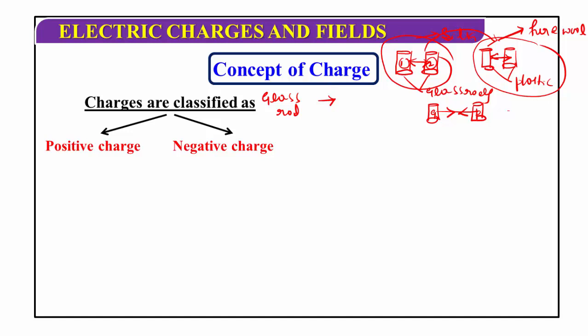The charge developed on the glass rod when it is rubbed with the silk cloth is called vitreous charge. Here, vitreum means glass. The charge developed on the glass rod when it is rubbed with the silk cloth is called vitreous charge.